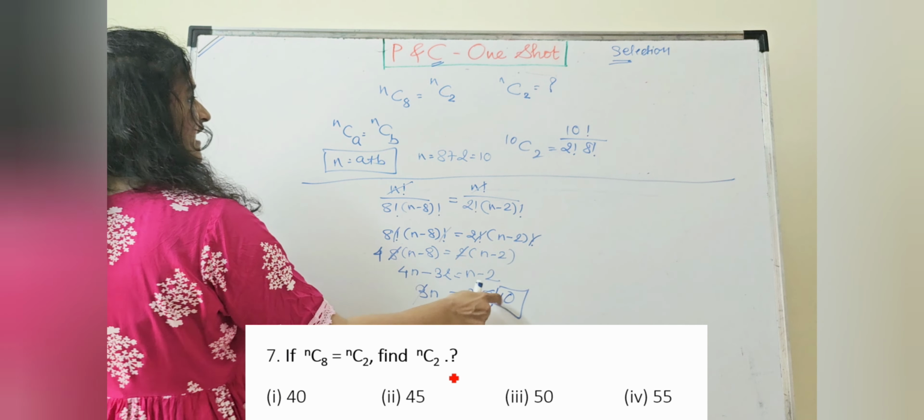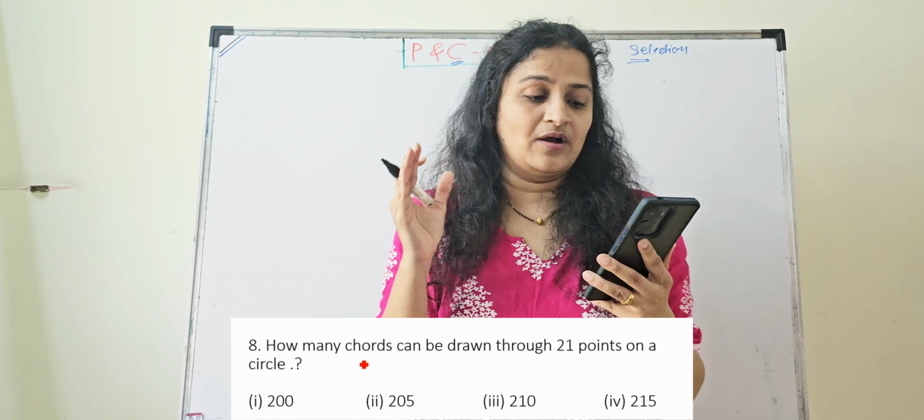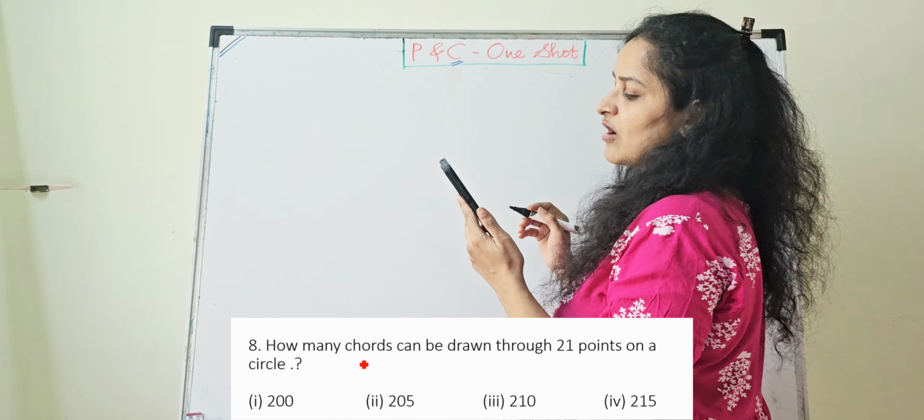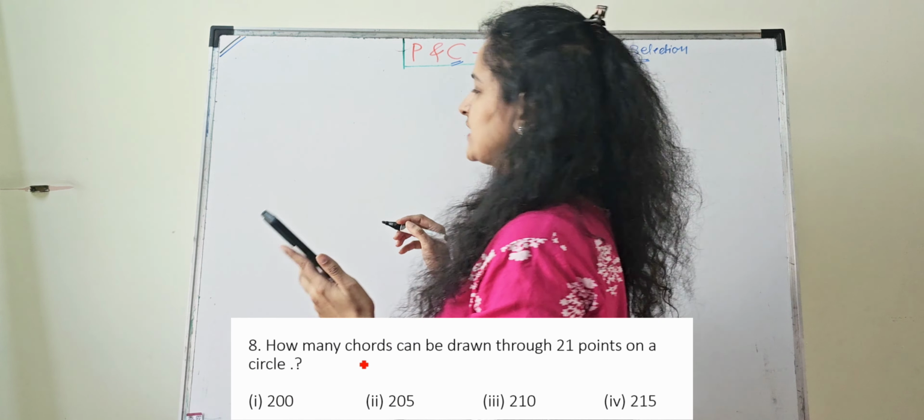Question number 8. Okay. How many chords can be drawn through 21 points on a circle? See, now you might get confused or you might get scared of such questions, but these are very, very easy, correct? And now you will really understand the purpose of permutation and combination. See now what they are asking you. How many chords can be drawn through 21 points on a circle? Say there is a circle given to you, okay? And they have these 21 points, any random 21 points on this circle, and they are asking you to form the chord, means connecting this with this, this with this, this with this, all with everybody else. And then how many ways is this possible?